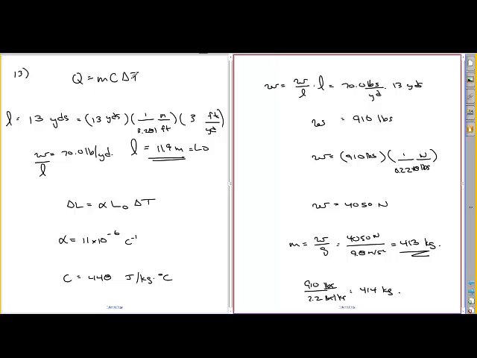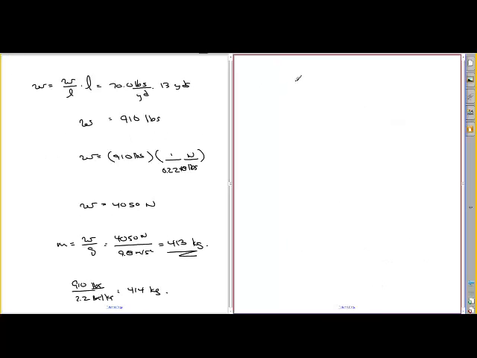So that's the mass, which we're going to need here. We're going to calculate delta T. We have L0, which is this. We have alpha. Okay, so we're all set to go. So we're going to solve this one for delta T. So delta T is going to be equal to delta L divided by alpha times L0.